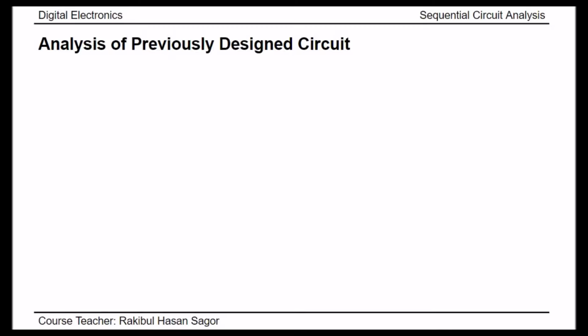What will happen if we need to go opposite? Like a previously designed circuit is given, we need to know what the characteristics of that particular sequential logic circuit are. In order to know, we need to analyze that previously designed circuit. Let's give an example so that the idea becomes clear to all of you.